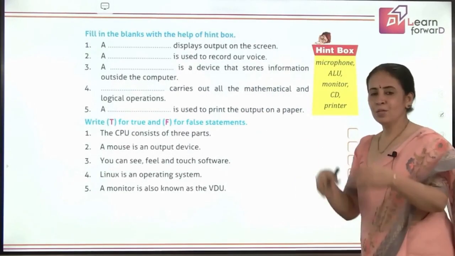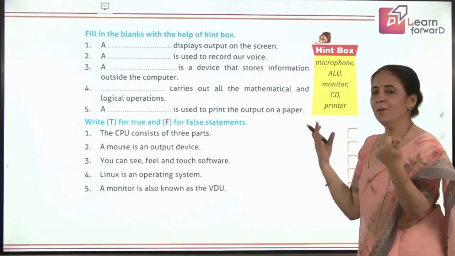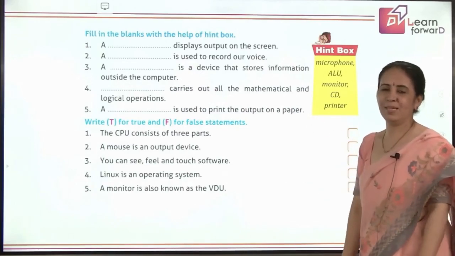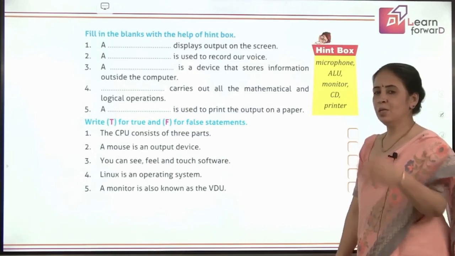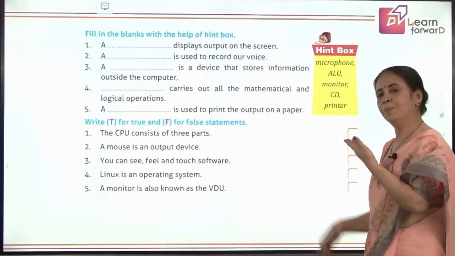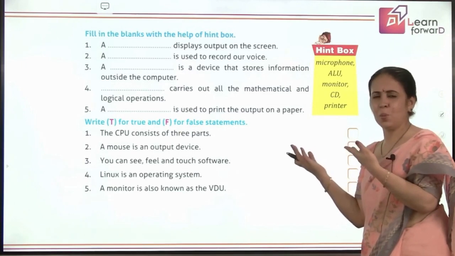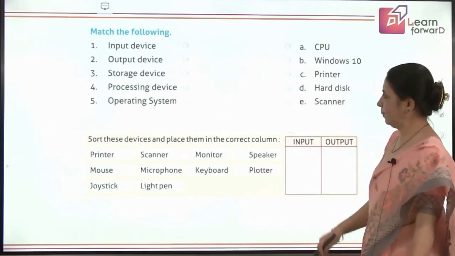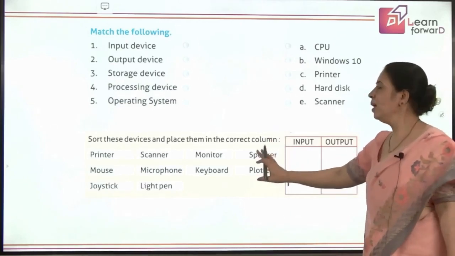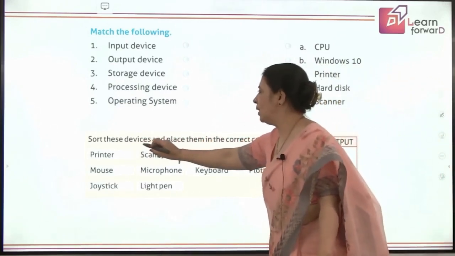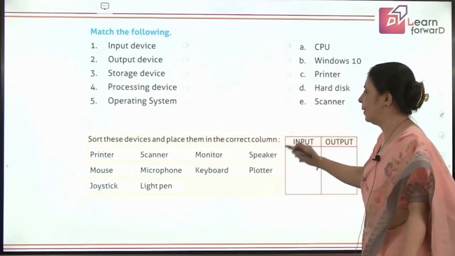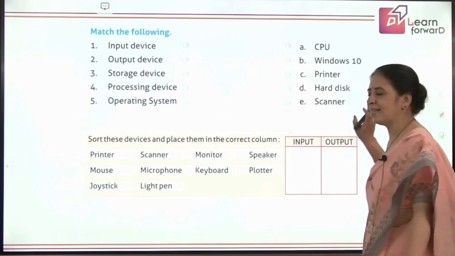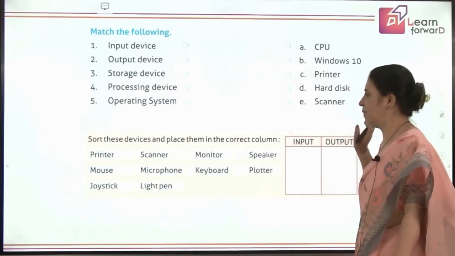Understood? So now is your time to do the exercise and see what all has been done so far. Okay? So your time, look here, do this exercise, take it as homework, no worries. Now, just a small activity we'll be doing. You have to sort these devices and place them in the correct column. So just tell me which of them are input device and which of them are output device.